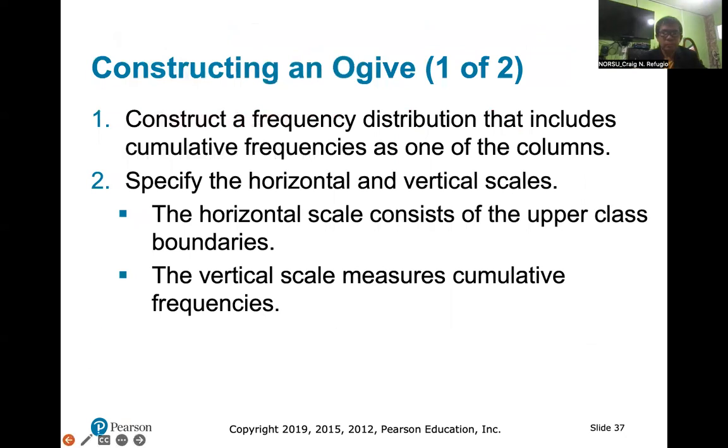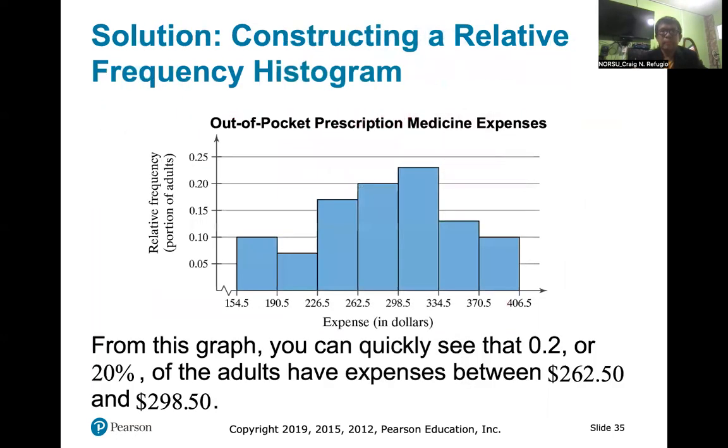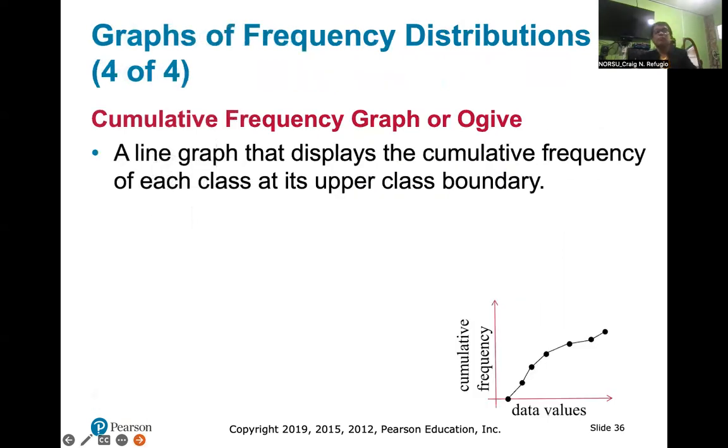So we go to this top here. So we have here the frequency, the relative frequency. So we now go to the cumulative frequency graph or ogive. The ogive is referring to the cumulative frequency graph.